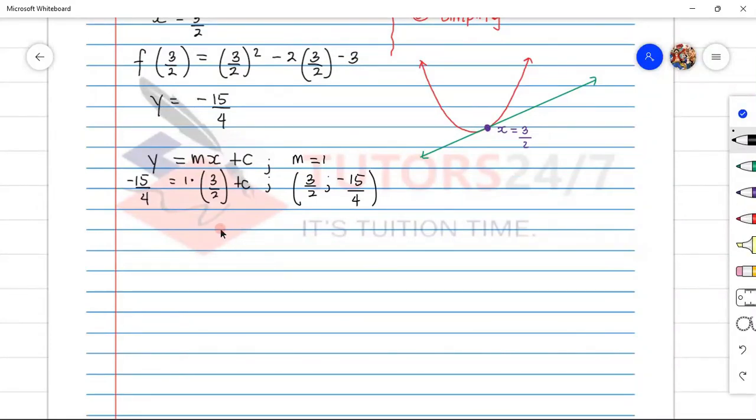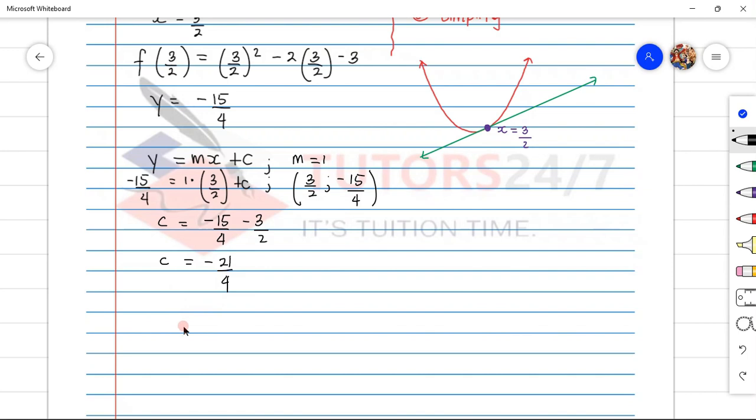In order to do that, we are going to take 3 over 2 to the left, because we know 1 times 3 over 2 will remain 3 over 2. So c will be equal to negative 15 over 4 minus 3 over 2. Once we put negative 15 over 4 minus 3 over 2 into our calculator, we should end up with a value of c as negative 21 over 4. This value of c is where our tangent cuts the y-axis, which is our y-intercept.